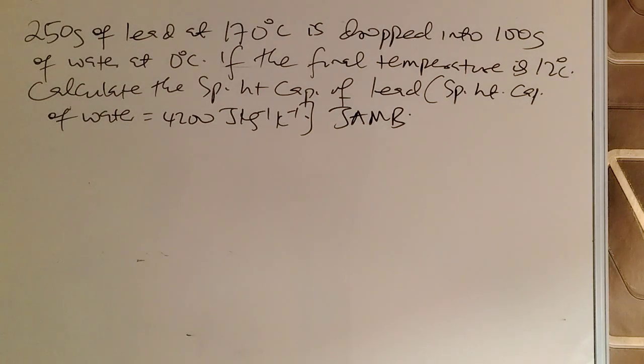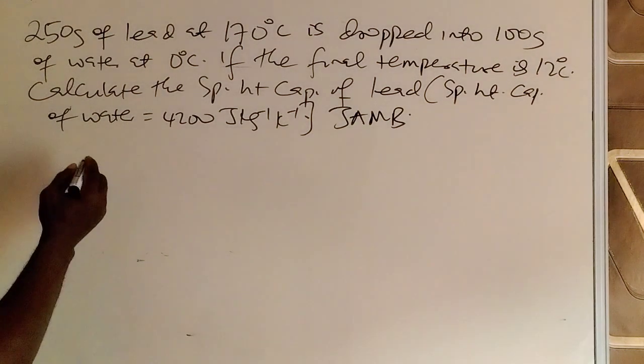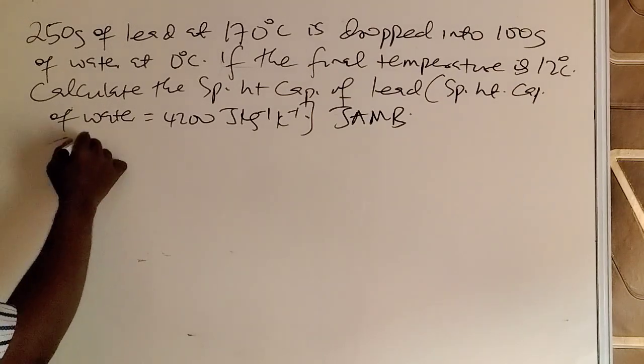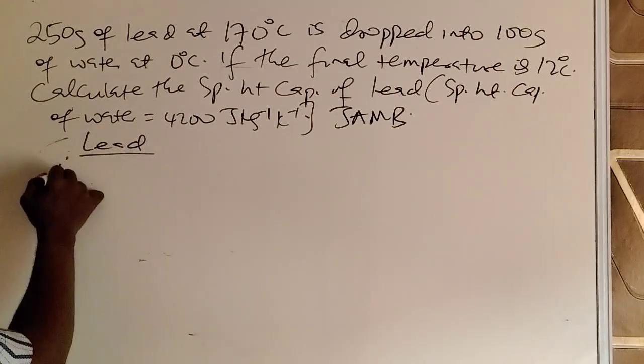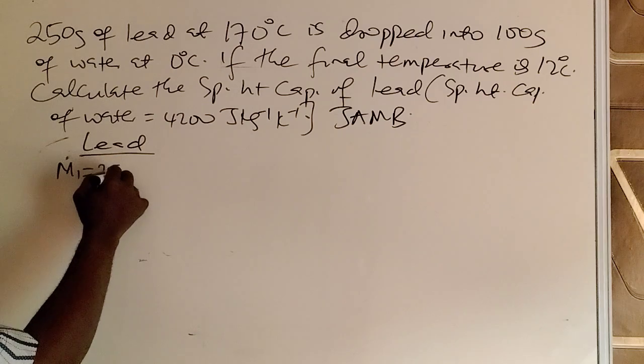We have to list what's given to us. The mass of lead is given to us here. So we can call the mass of lead M1. So let's write here: lead, mass of lead M1, 250 grams.